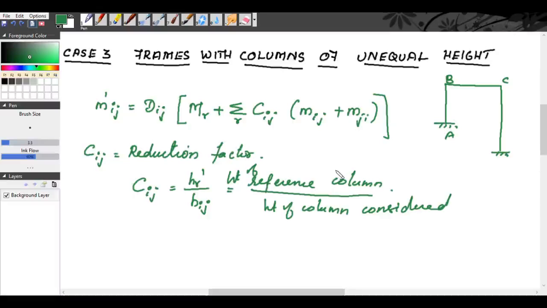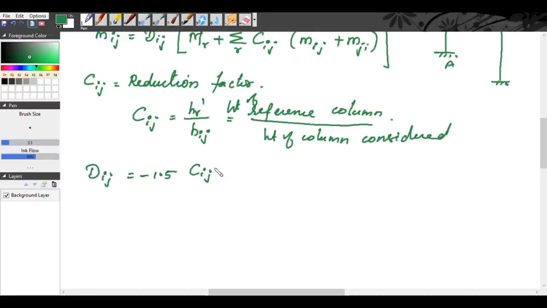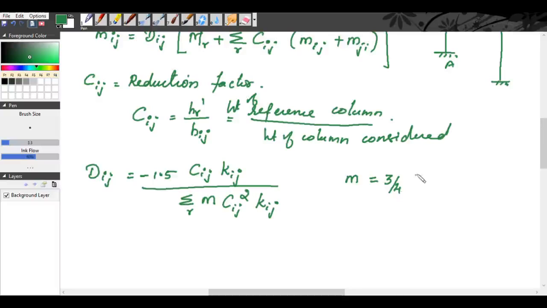Now for this case, what is Dij? Let us see. So the displacement factor Dij will be equal to minus 1.5 into Cij into Kij divided by sigma r m into Cij square Kij. You have to remember this, you have to study this. Minus 1.5 Cij Kij divided by sigma r m, again r is the story, Cij square Kij. And the value for m is equal to 3 by 4 for hinged columns and m is equal to 1 for fixed columns.